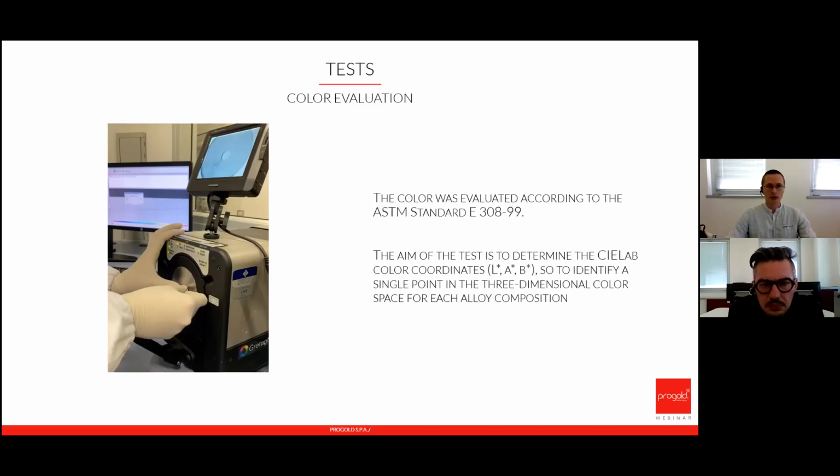And also, the human eye looks at the color of the alloy differently from person to person. So it's important to have a method that could give us some values, that in our case are 3 coordinates called L, A, and B, that compose the three-dimensional space of color. We will see it later.